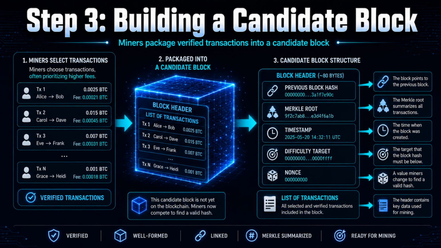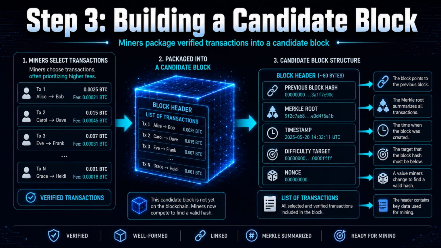After verifying transactions, the miner begins constructing what is known as a candidate block. The miner selects a group of valid transactions from the mempool. Because a block has limited space, miners cannot always include every pending transaction. Transactions with higher fee rates are often prioritized because the miner can collect those fees if the block is accepted.